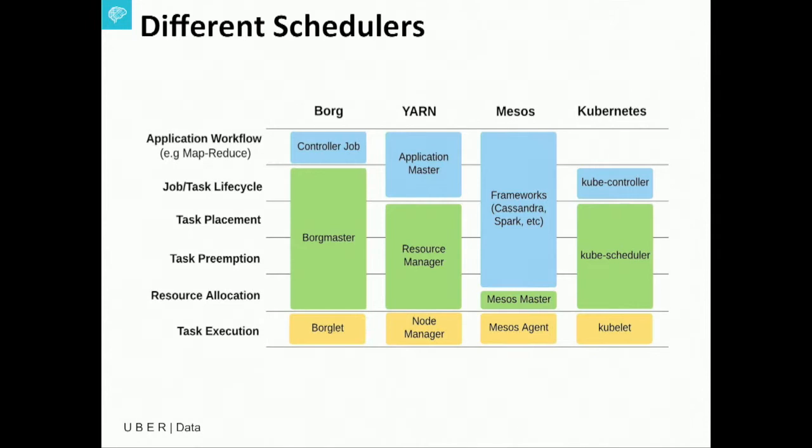For Mesos, the frameworks do everything. Task preemption, job task lifecycle, application workflow, everything is done at the framework level, other than Mesos, right? Mesos only handles the resource allocation piece and launching containers, the task execution piece. That's the simple abstraction you can get from Mesos. Mesos does not do anything else other than these two. Then we have Kubernetes. Kubernetes has the kube controller, and the kube scheduler does all these things, and then the kubelet does task execution.